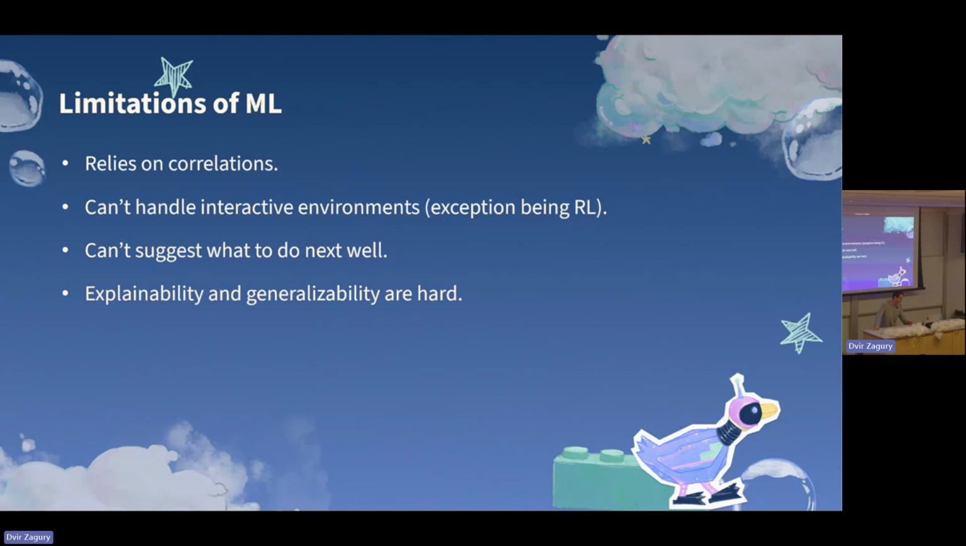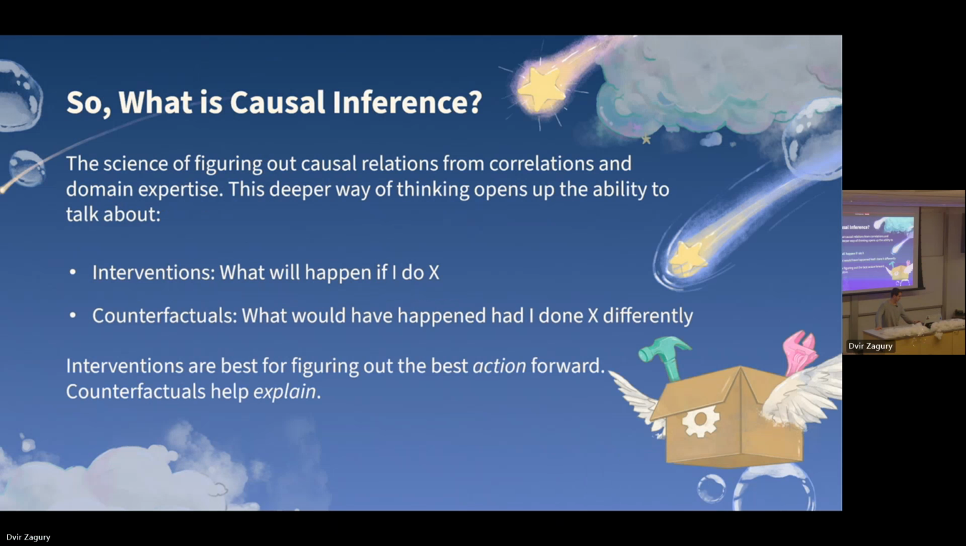And also explainability and generalizability is hard with machine learning. An example is you might have some very awesome data in the lab, but then when you go to real life, some of it changes, and that generalization doesn't go through. And so finally, what is causal inference? So we said correlation doesn't mean causation, but causal inference is a science of figuring out the causal relations from those correlations. So you infer causation from correlation. That's why it's called causal inference.